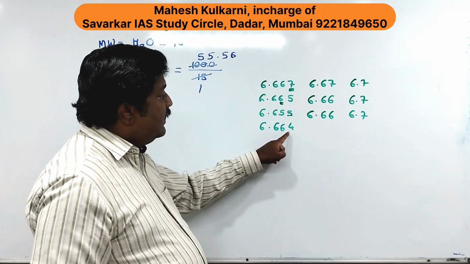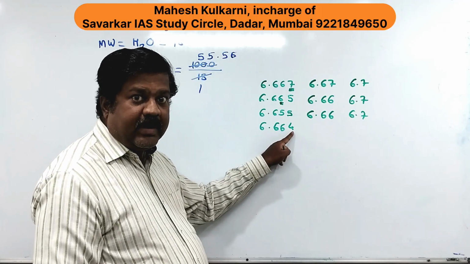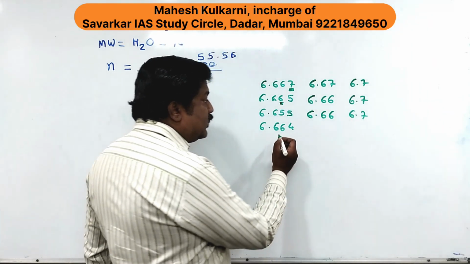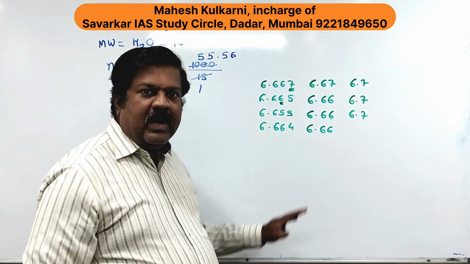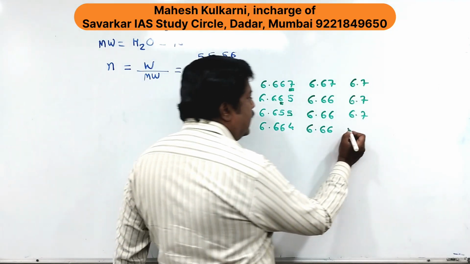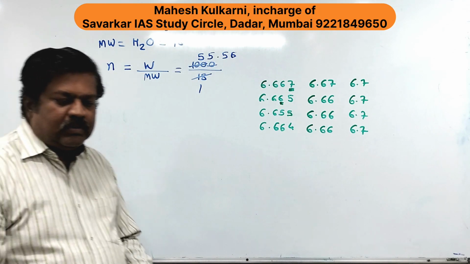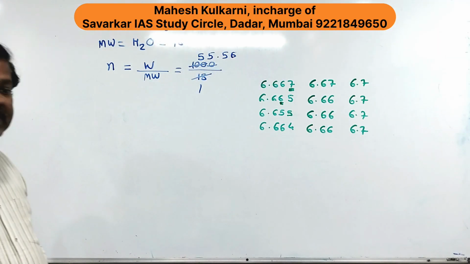The last case: the last digit is less than 5. It is not equal to 5, not greater than 5. It's less than 5, so keep the previous digit, whether it is odd or even, as it is. No change in the previous digit. So this can also be rounded up as 6.7. These are the rules we are using to round up the figure. You can take this as an example.